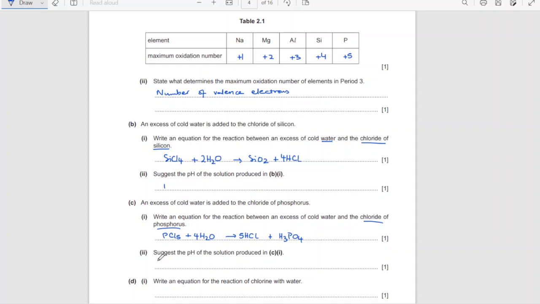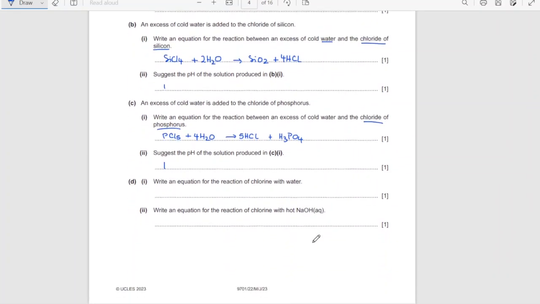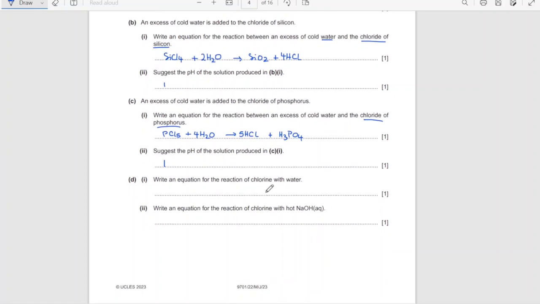So just the pH of this solution, again, 1, because we have now a mixture of two strong acids. So that's what we'll go with. Now, write an equation for the reaction of chlorine with water. Another equation you need to recall: chlorine reacts with water, and it's going to give us HCl and HClO.